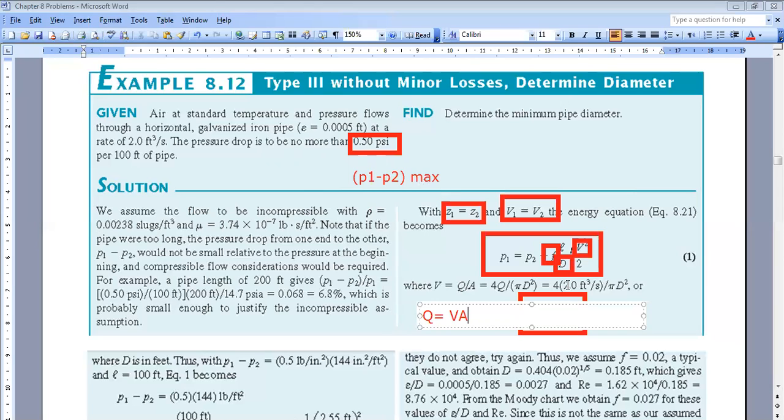Here the area is variable and V is variable, but Q is given. It's given to be 2 feet cubed per second. So I can get a relation between V and D. This is equation number 2.